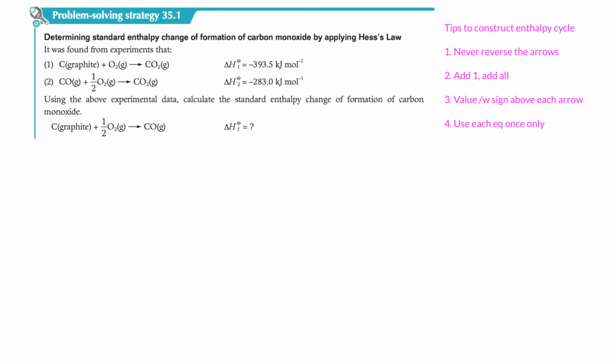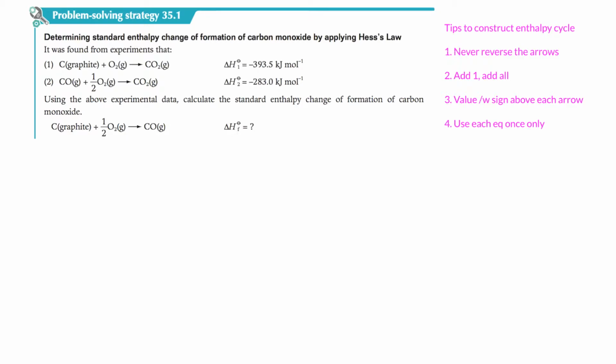So normally in the questions, they will have one equation with an unknown value, while for the other equations, they will give you some data. By combining these 3 equations together, forming an enthalpy change cycle, you can use Hess's law to find out ΔHf. Let's have a look at how we're going to do it.